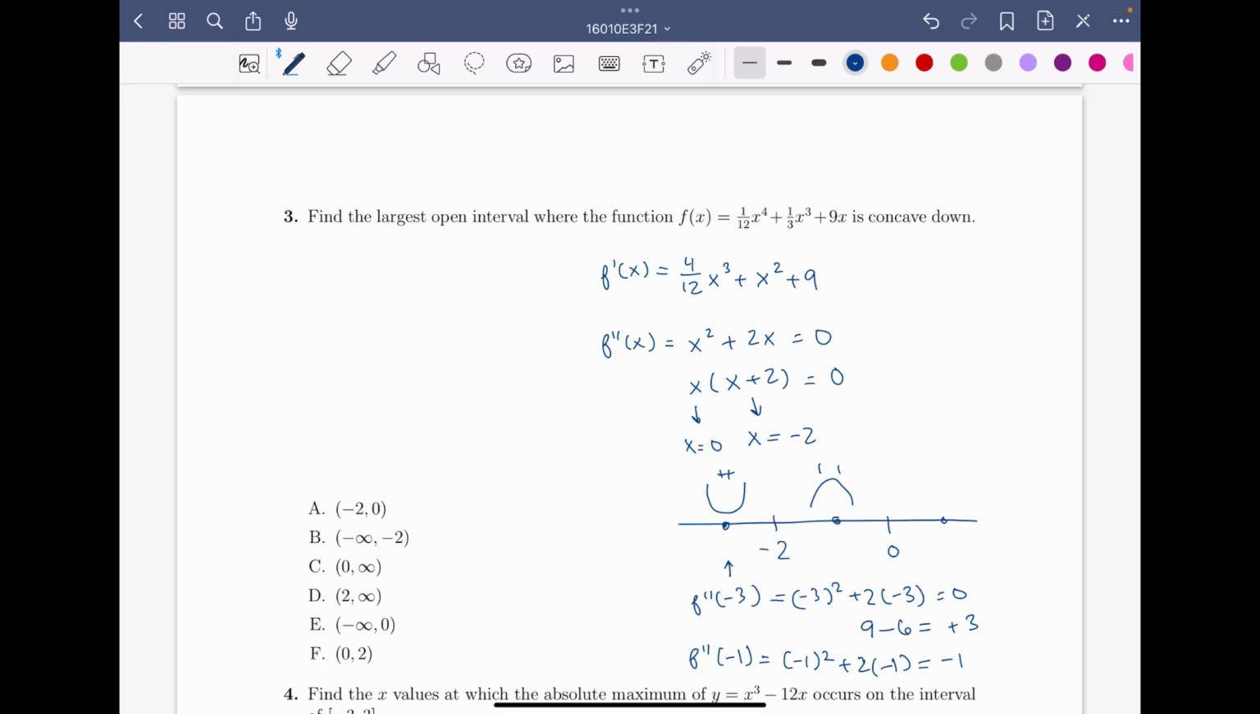And then finally, we're going to do this point right here, kind of running out of space a little bit, but f double prime of, let's use 1 because that's super simple. f double prime of 1 equals 1 squared plus 2 times 1, which equals 3. So this is concave up. So as we can see, our region from negative 2 to 0 is concave down as the second derivative is negative. So that gives us an answer of A.